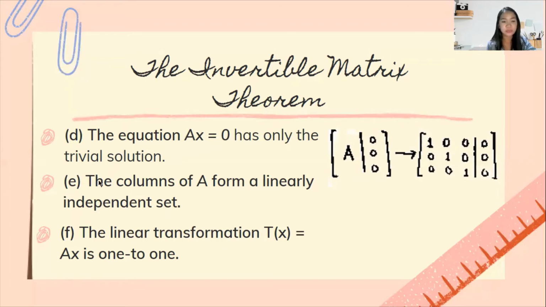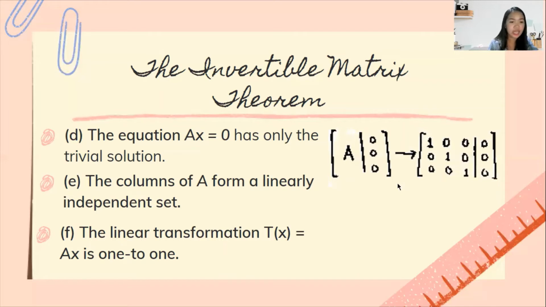And for letter E, the columns of A form a linearly independent set. If you remember how to determine if a collection of vectors is linearly independent, we would set them up as columns of a matrix, just like this one, and we row reduce to see that we would only have a trivial solution. So we would have a linearly independent set.